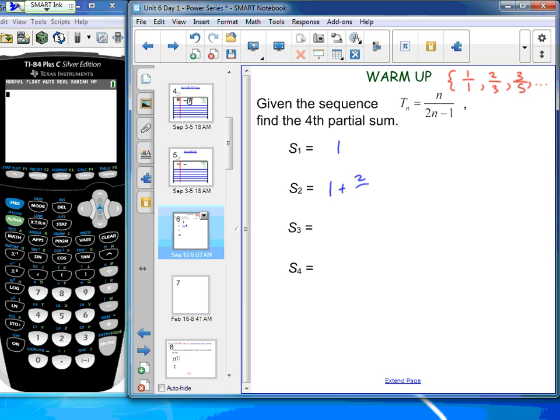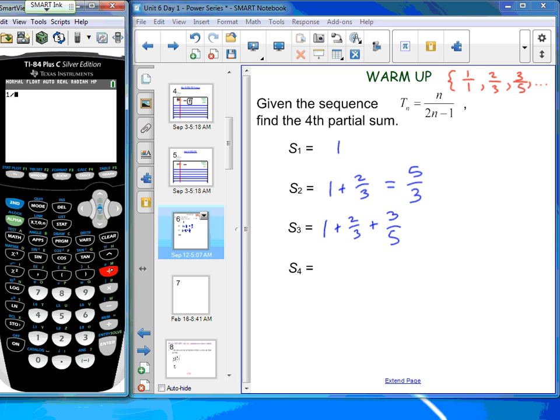S sub 2 is 1 plus 2/3, right? So 1 plus 2/3 is going to be 3/3 plus 2/3 is 5/3. S sub 3 would be given by 1 plus 2 thirds plus 3 fifths. That's the extent of my fraction ability, so 1 plus 2 thirds plus 3 fifths, and then we can math bracket. So it looks like 34 fifteenths.